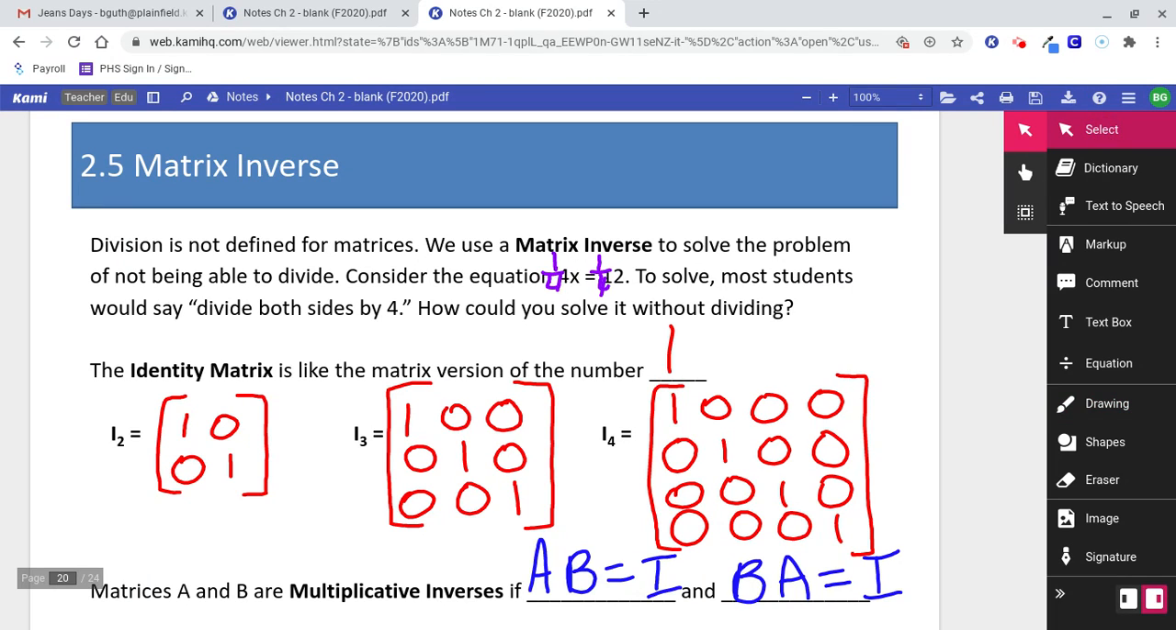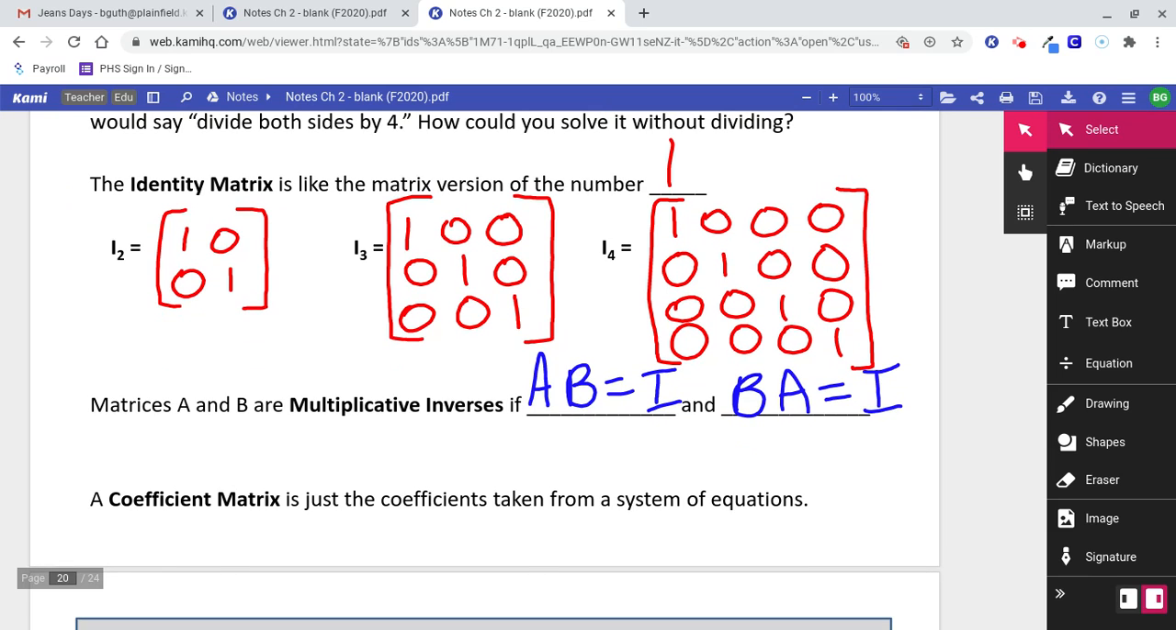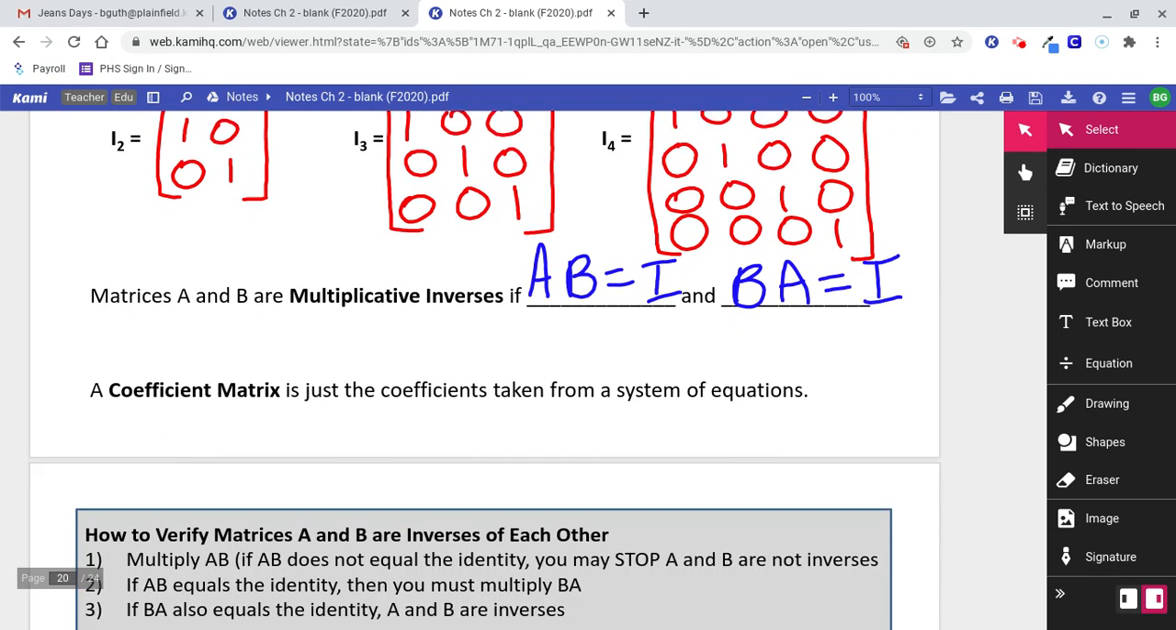Matrices A and B are multiplicative inverses if A times B equals the identity and B times A equals the identity. You have to have both of those things true. A coefficient matrix is just the coefficients taken from a system of equations.